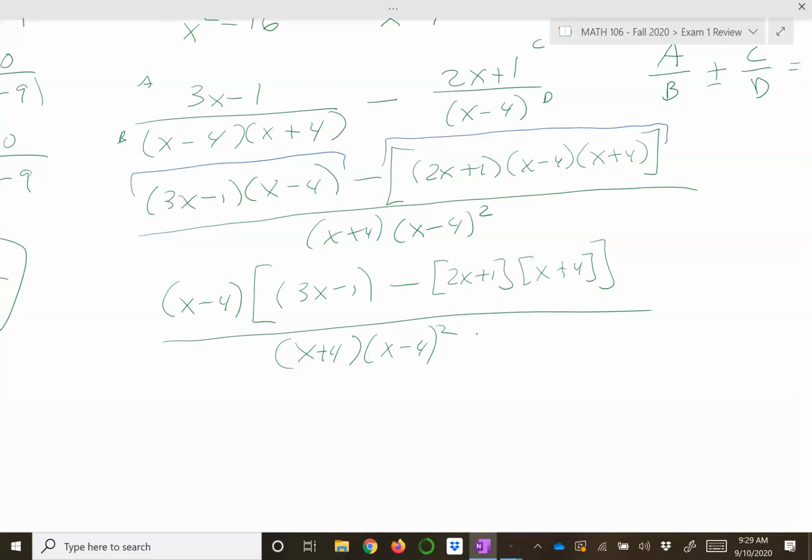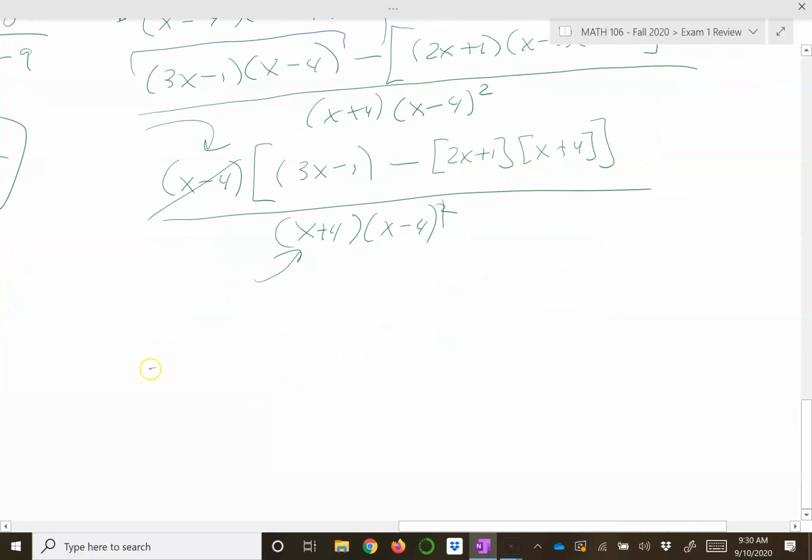All right, now that I have that out, can I cancel anything out between this x minus 4 and something in the denominator? Yeah, that x minus 4 is gone, and then I only have one now in the denominator. Okay. Now, I'm going to rewrite this just so it looks nice and clean to see what we have left over.